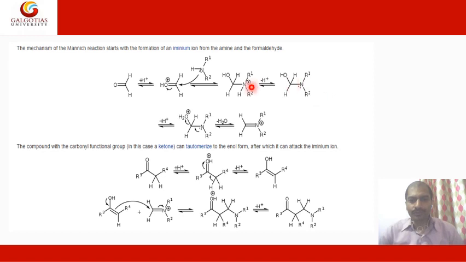Now further, if you can see, the leaving group is H2O. This proton is just adding to this OH group, which has lone pairs of electrons on the electronegative oxygen atom. So this is finally what you will get: the iminium ion is formed. The compound with the carbonyl functional group, in this case a ketone, can tautomerize to the enol form, after which it can attack the iminium ion.